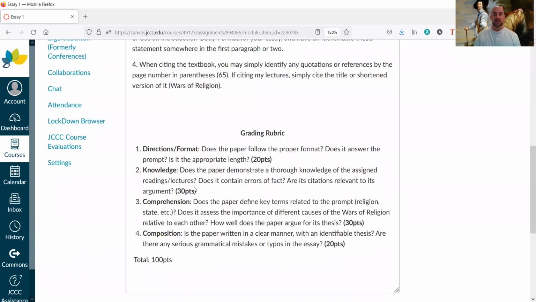And you have a grading rubric down here. The comprehension part will be different for each one, but that's basically how you'll be graded. So many points for following directions in the format, 30 points for knowledge, 30 points for comprehension of the actual topic and what you're doing, and then composition stuff. I'm not going to take off for grammatical mistakes if there's a few of them, but if it affects my ability to read through it, I'll take off points.